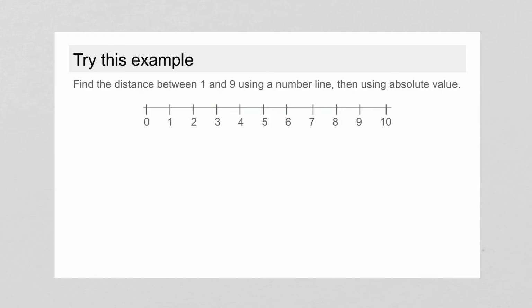So now you try this example on your own. Find the distance between 1 and 9 using the number line and then using absolute value.